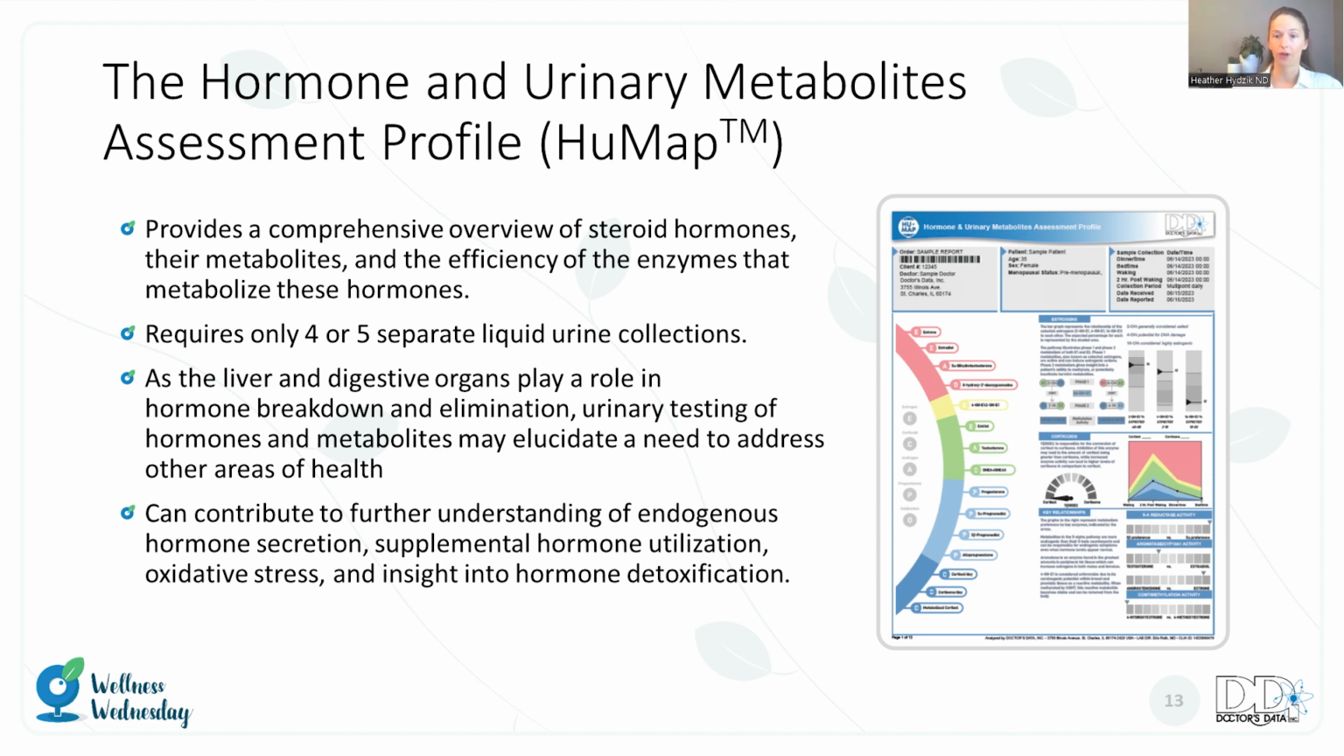Collecting for the HuMap involves 4 urine samples in a 24-hour period, a 5th sample if the patient wakes to void in the middle of the night. And this is a simplified way to account for pulsatile hormone secretion without having to collect all urine in a giant jug for 24 hours.